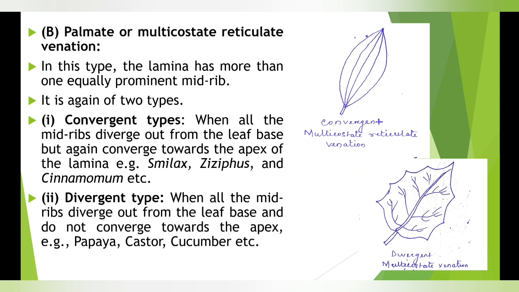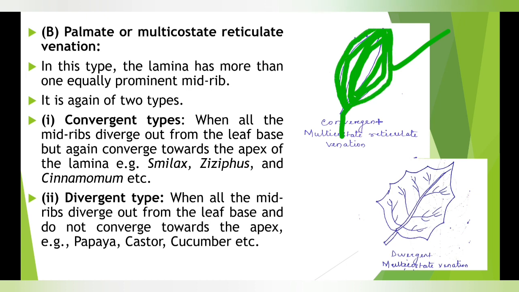Then palmate or multicostate reticulate venation. In this type, the lamina has more than one equally prominent midrib. Suppose this is the leaf lamina. It has many parallelly arranged veins or midribs. It is of two types. One is the convergent type. This is the convergent type, when all midribs diverge out from the leaf base and again converge towards the apex. Here they diverge but again converge at the leaf apex. This type of leaf is present in Smilax, Ziziphus, Cinnamomum. Then the divergent type, when all midribs diverge out from the leaf base and do not converge towards the apex. Here they diverge out but do not converge again at the apex.